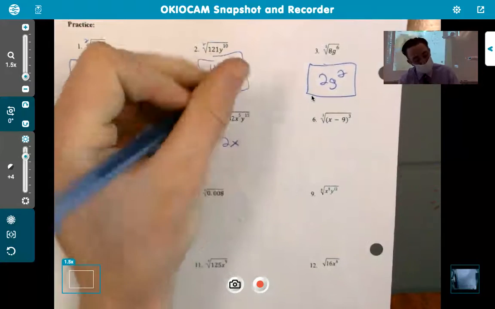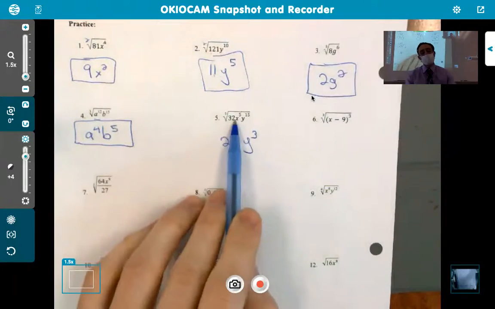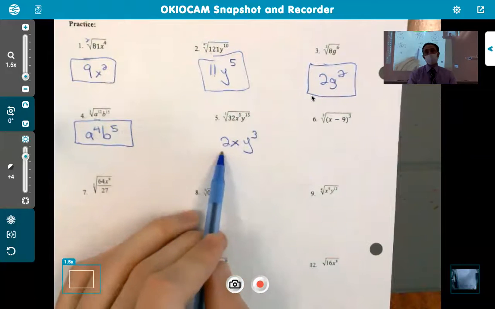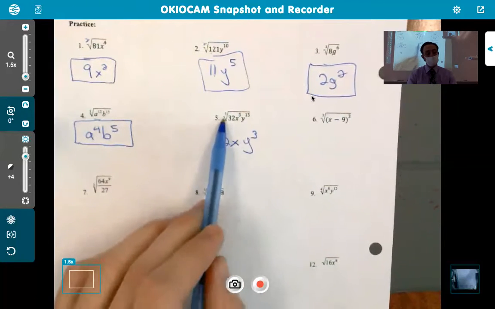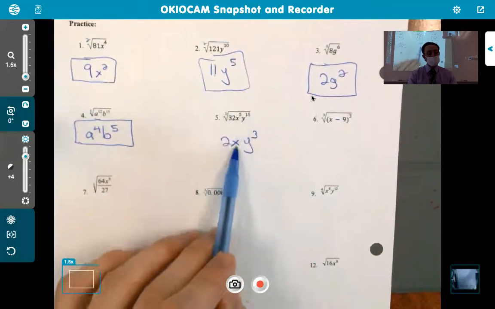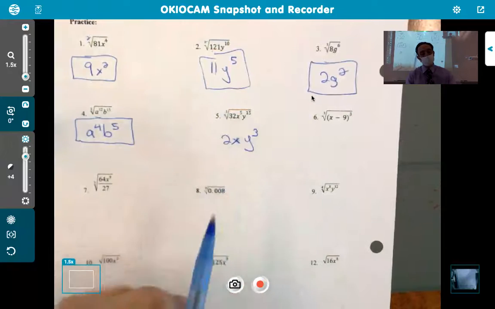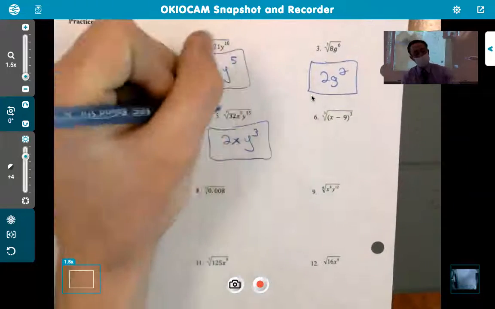X to the 1st, good. Y to the 3rd. The 5th root of 32 is 2. You multiply 2 together by itself 5 times, or you take 2 to the 5th power, you get 32. X to the 5th divided by 5, well, that's x to the 1st, and then y to the 15th divided by 5, that's y cubed. So that's what gives me that answer there.